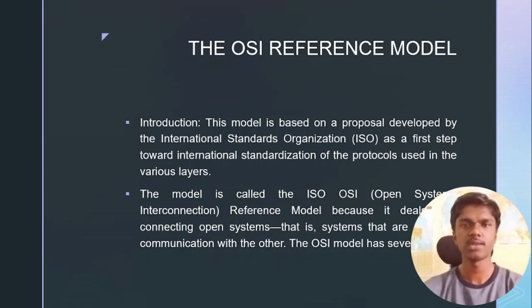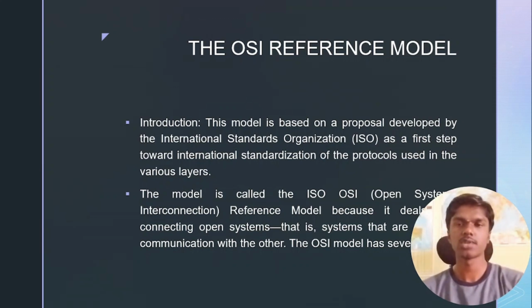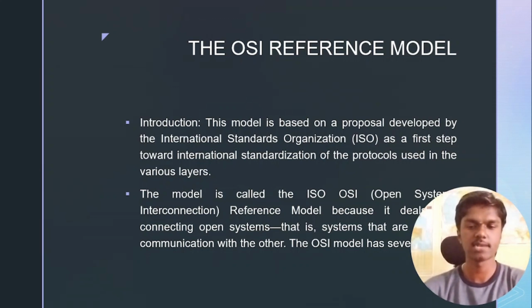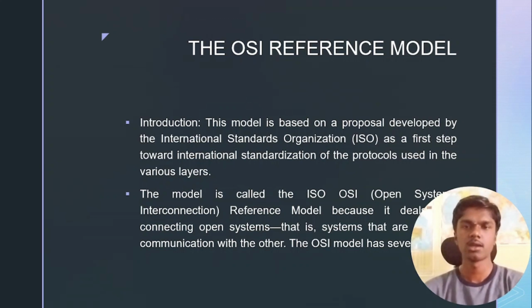This model is based on a proposal developed by the International Standards Organization, which is in short form ISO, as a first step toward international standardization of the protocols used in the various layers. The model is called the ISO OSI, that is Open System Interconnection Reference Model, because it deals with connecting open systems, that is, systems that are open for communication with the other. The OSI model has 7 layers.